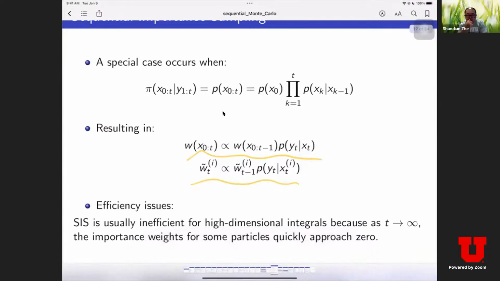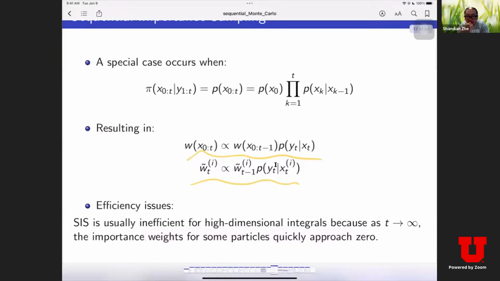Okay. Yeah. That's right. And we will find that SRS is usually inefficient for high dimensional integrals, because as t approaches the limits, the importance weights for some particles quickly approach 0.